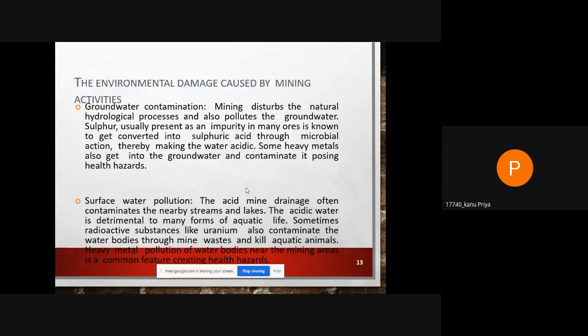Next is surface water pollution. The acid mine drainage often contaminates the nearby streams and lakes. The acid water is detrimental to aquatic life, and radioactive substances like uranium also contaminate the water bodies. The mine water kills the aquatic life. The heavy metal pollution of water bodies near the mining area is a very common feature, creating health hazards.